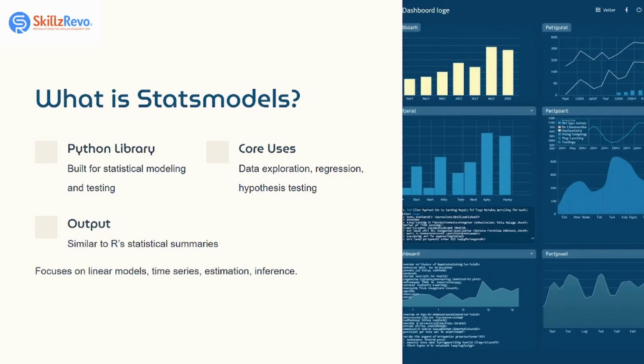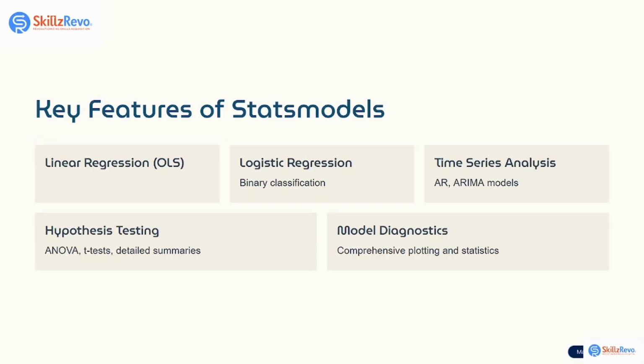It's specially used for tasks like running regression models, performing statistical tests, and exploring relationships in your data. It's also great for those who have worked in a language like R or SPSS and want similar features in Python. So now let's explore what Statsmodels can actually do. Here are some of its key features.